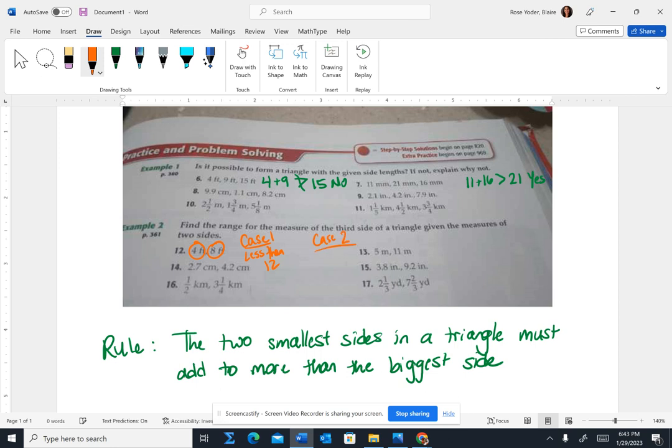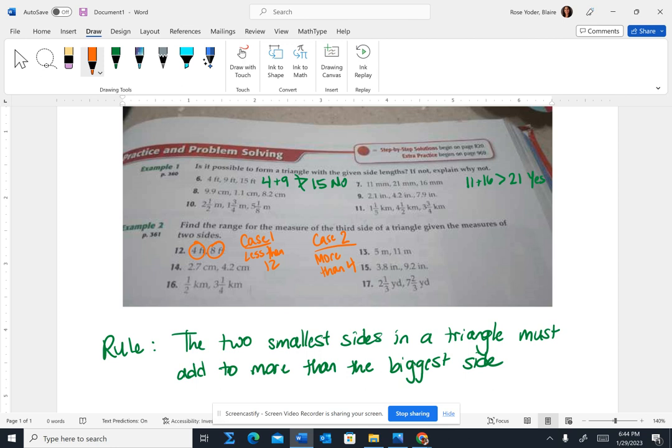Case number 2 is, what if 8 is the biggest side? Then 4 plus something needs to add up to more than 8. So 4 plus 4 adds up to 8. So case number 2 is the smallest side needs to be more than 4.